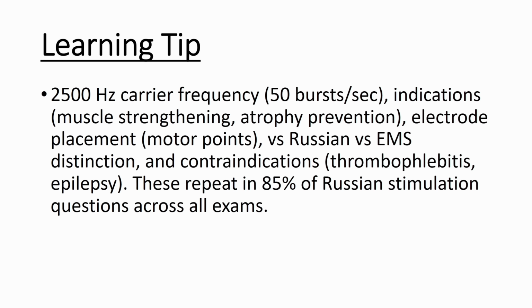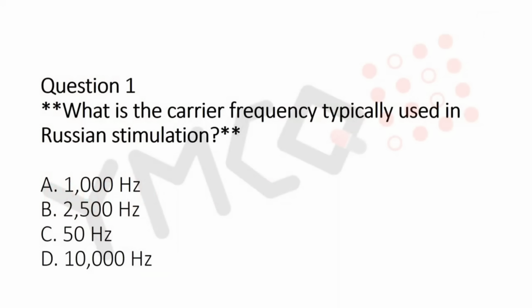So let's move to question number 1. What is the carrier frequency typically used in Russian stimulation? Option A, 1000 Hz. Option B, 2500 Hz. Option C, 50 Hz. Option D, 10,000 Hz. And the answer is option B, 2500 Hz.